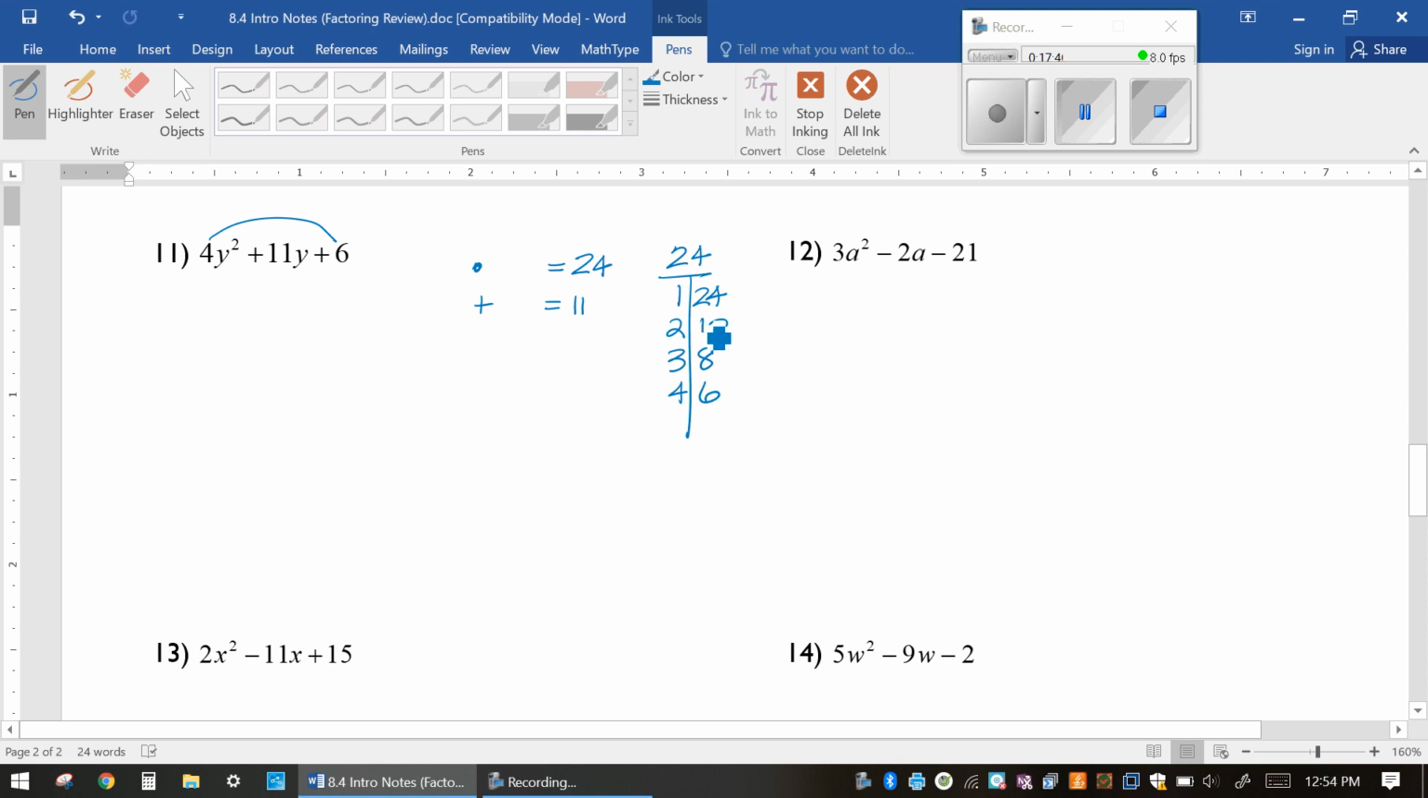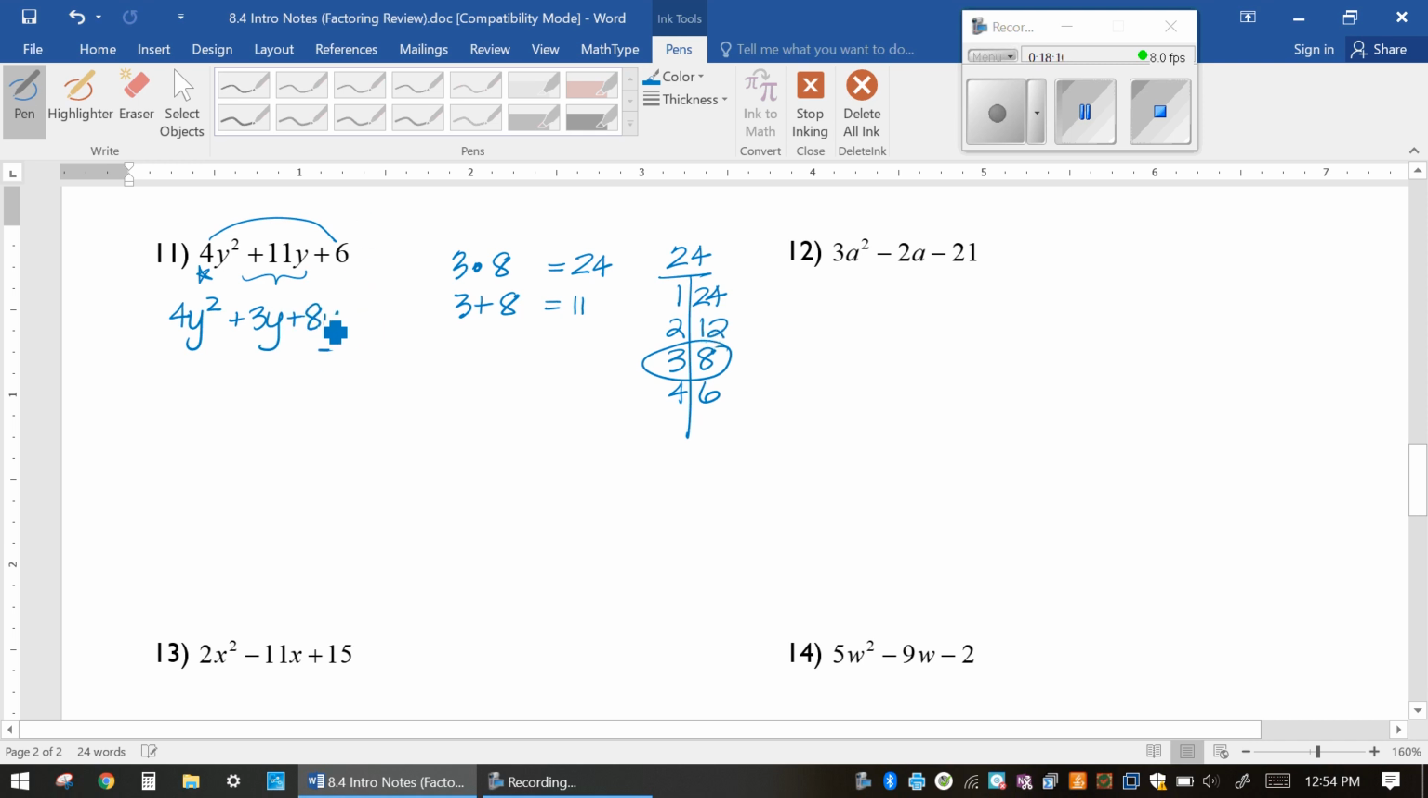Which of these numbers, or each pair, will add to 11 or subtract to 11? 3 and 8. There are no negatives in this problem, so I don't need to worry about negatives. Now, because my leading coefficient is not a 1, I have to factor this by splitting the middle term. So the middle term is going to be split into a positive 3y and a positive 8y.